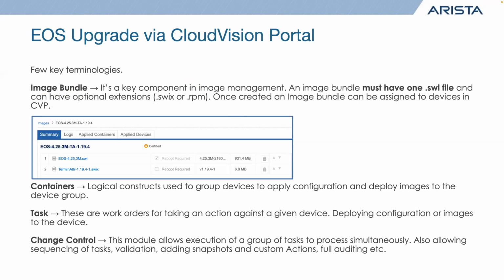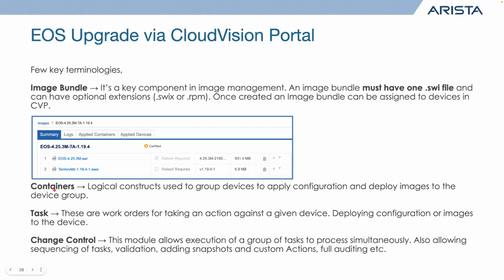It's nothing but a collection of the EOS file. As you can see here in the image, I have an EOS file in an image bundle. And you can have an optional extension that you want to install on the switch. In this case, this is the Terminator, which is the streaming agent version that I want to install. It could be anything, for example, an HTTP daemon, or it could be an RPM that you want to install on the switch based on your needs.